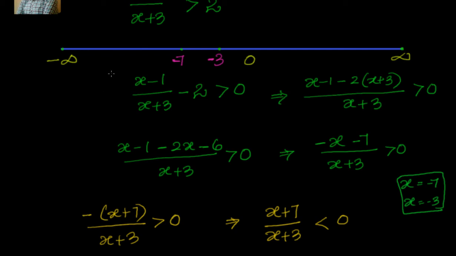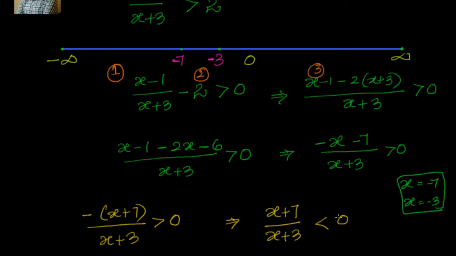Now you know that the number line is divided into 3 parts. We have seen that, right? First part is between minus infinity and minus 7. Second part is between minus 7 and minus 3, and the third part is between minus 3 and infinity.